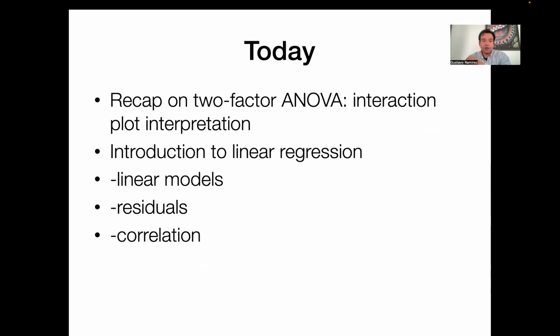Okay, the goals for today are the following. We're going to start by recapping this two-factor ANOVA business and basically continue to talk about interaction plots, which is where we left off on Wednesday. Then we will move on to introducing linear regression. We'll talk about what a linear model is, what are the terms that go into a linear model, what the linear models are hoping to accomplish, and then we'll talk about errors associated with observations relative to the model, or something called residuals, and then talk about something called correlation. Okay, so let's go ahead and get that started now.